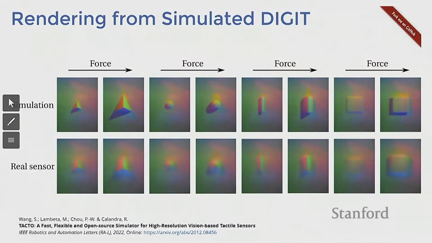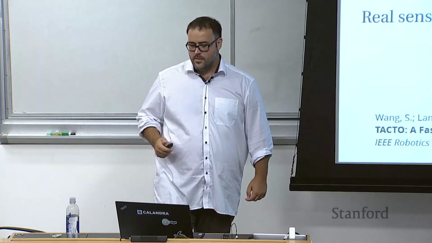And the nice thing about the simulator is that it's actually fairly realistic. Not completely realistic, but if we compare images from the simulation and from the real sensor, it's qualitatively there. I would say that it's kind of okay. For something that, again, can run at hundreds of hertz, this is great. This is what we want. Fast, maybe not accurate, but good enough.